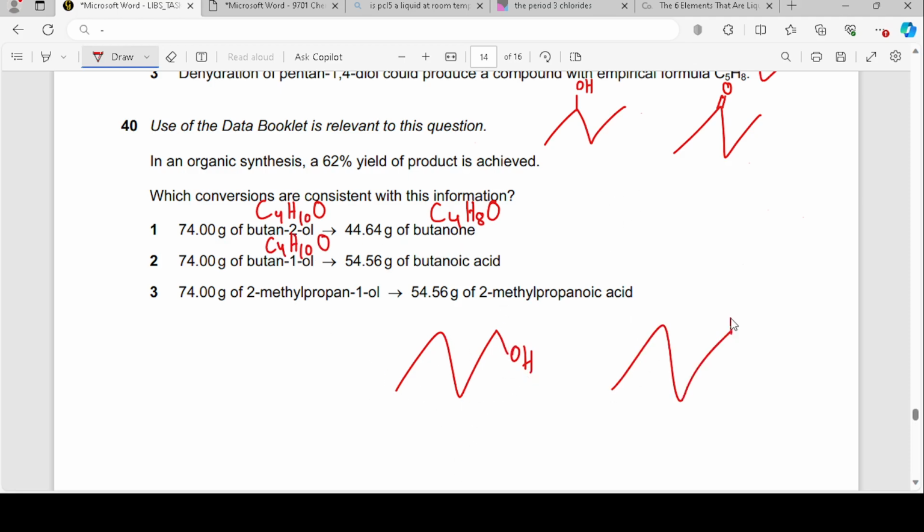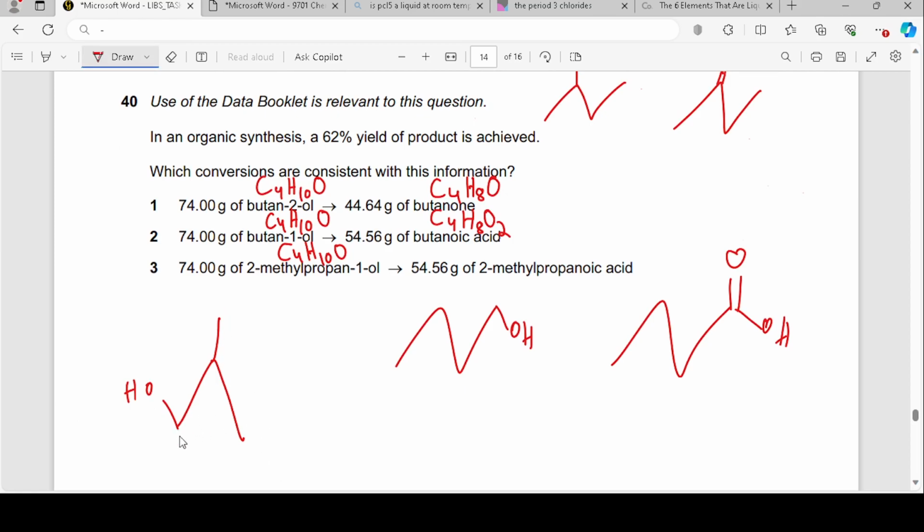Then butanoic acid, on the other hand, is going to be this way. So that's going to be C4 again, H 1, 2, 3, 4, 5, 6, 7, 8, O2. All right, and then 2-methyl-1-propanol. Again, I'm going to assume it's going to be C4H10O, but I'll just check. C4H 1, 2, 3, 4, 5, 6, 7, 8, 9, 10, 11, 12. Really? Oh no, I made a mistake. I drew an extra branch. Okay, so this is 2-methyl-1-propanol. So 1, 2, 3, 4, 5, 6, 7, 8, 9, 10. Yeah, that's right. And then O.